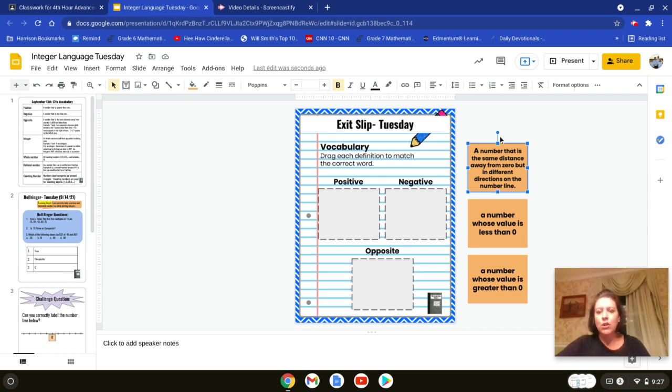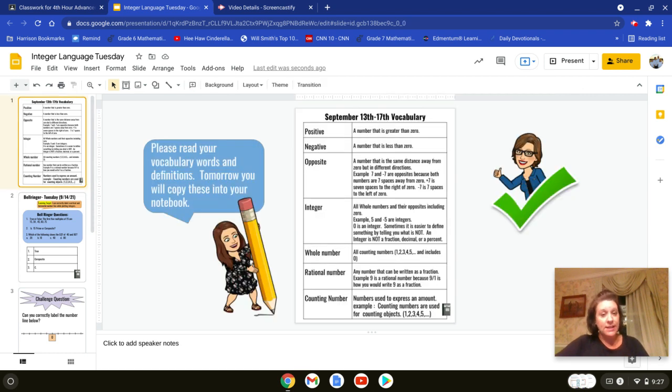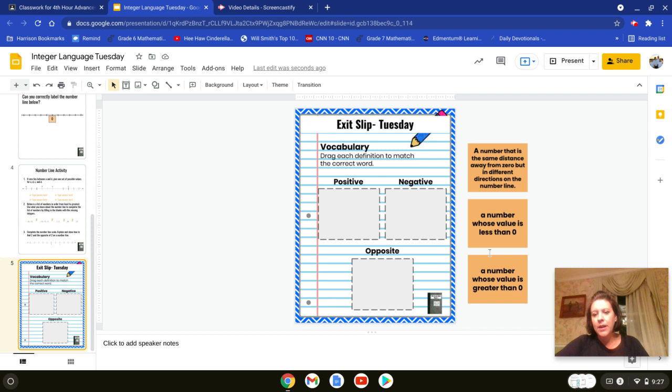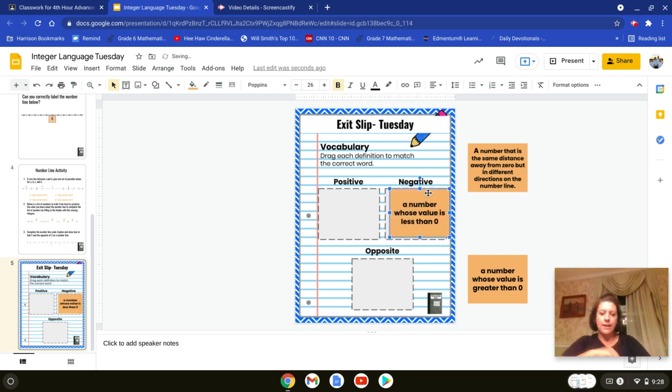And so you're going to drag over. This is a drag and drop. You take this idea of this definition and you match it to one of these 3 words. So a number whose value is less than 0. Well, hopefully you can go up here, a number whose value is less than 0. We see where that is. So that's the word negative. And so we would take this, a number whose value is less than 0. So we're going to take this definition and you just drag it over to this negative. And you just line it up. Okay?